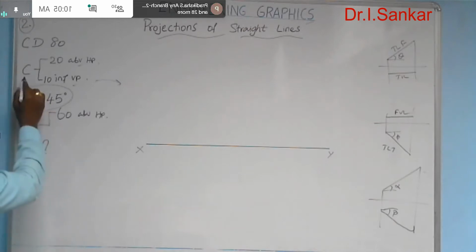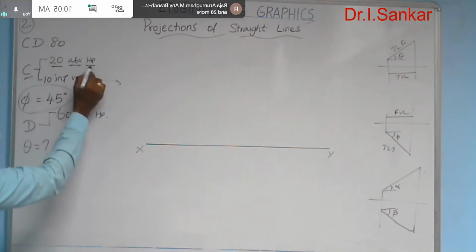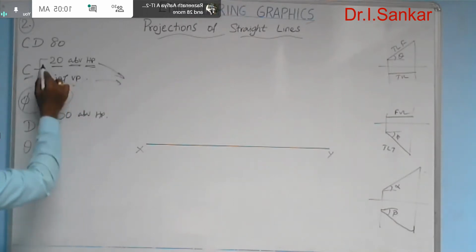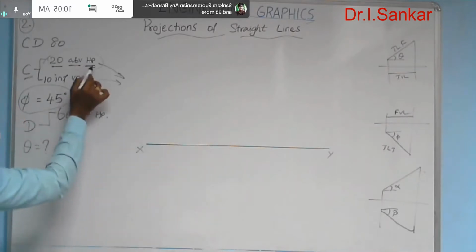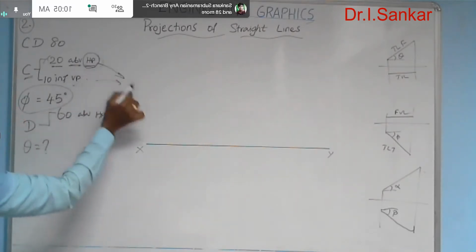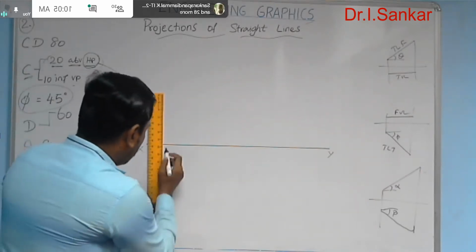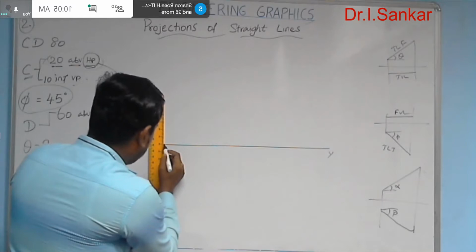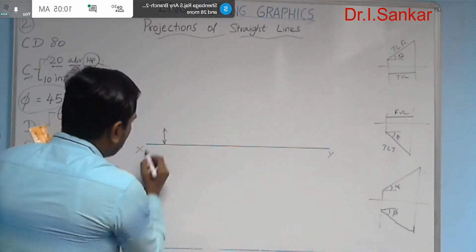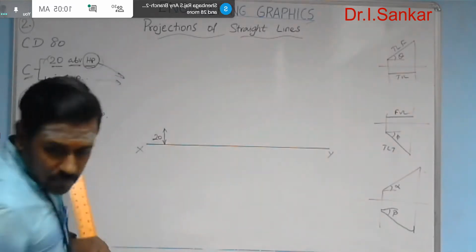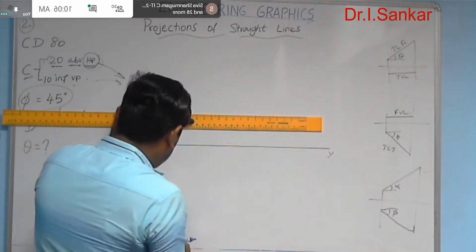Okay. So first I can use the C related data. It is 20 mm above HP. Where can I use this data? By using this data, I can draw the locus of C in the front view area, because the distance is given with respect to HP. So you can use it in the front view area. So measure 20 mm above XY. Let me use a different ink. Draw the locus of C in the front view.